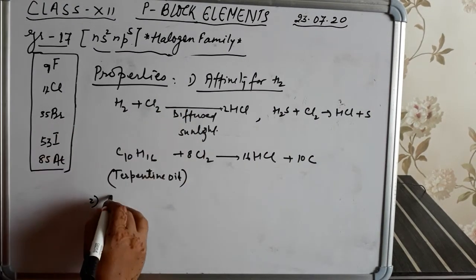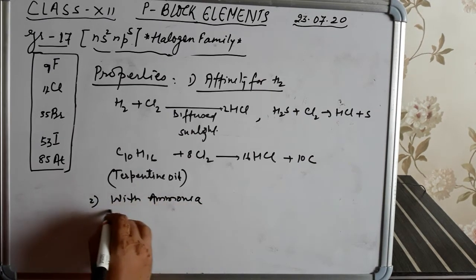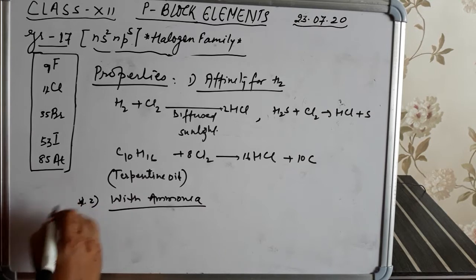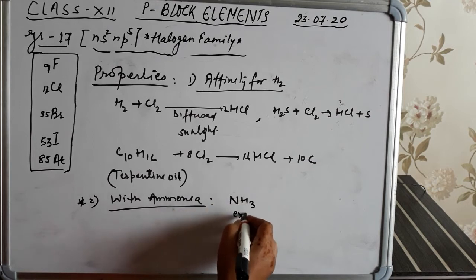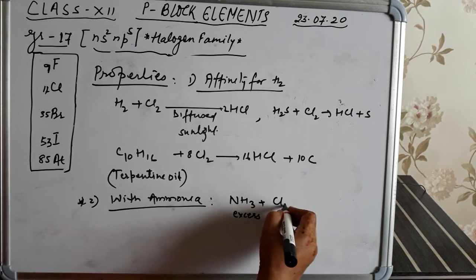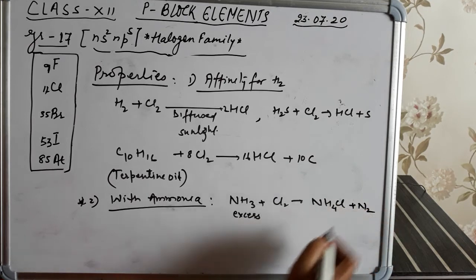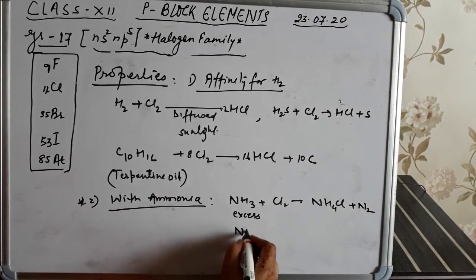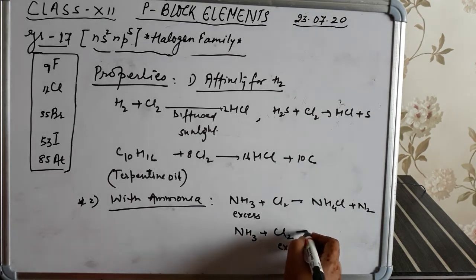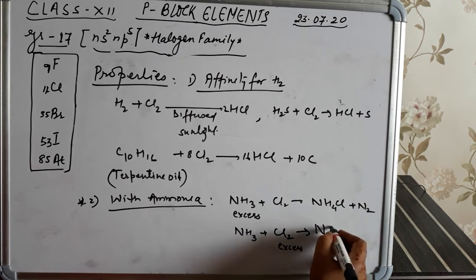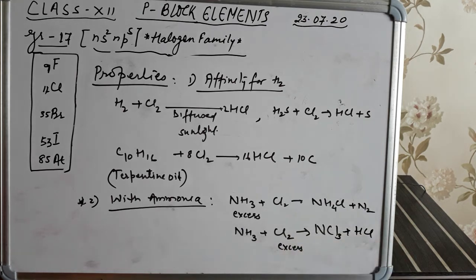Next we discuss the reaction with ammonia. It is very important, students. When ammonia is taken in excess with chlorine, formation of ammonium chloride and nitrogen gas takes place. But when chlorine is taken in excess, it will form nitrogen trichloride and HCl. So balance this equation.